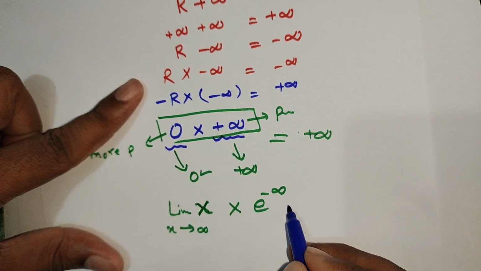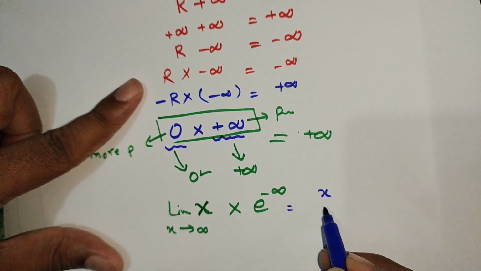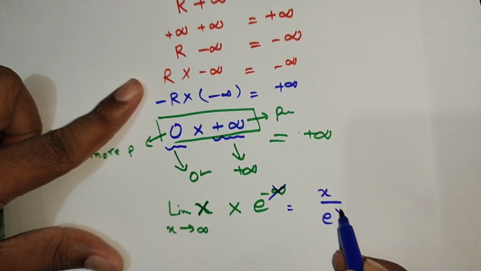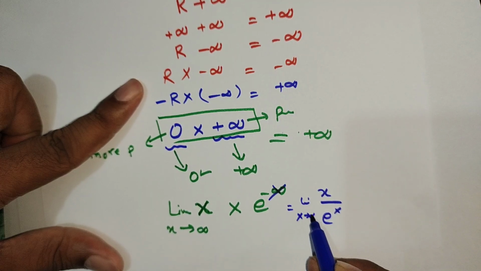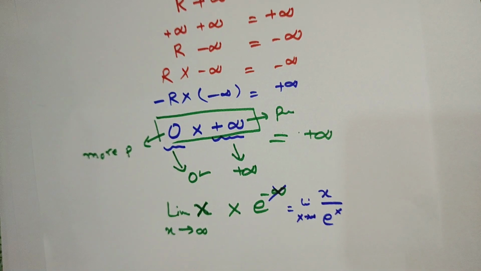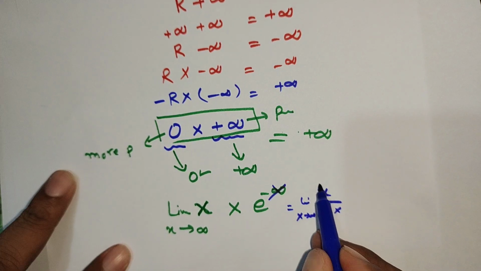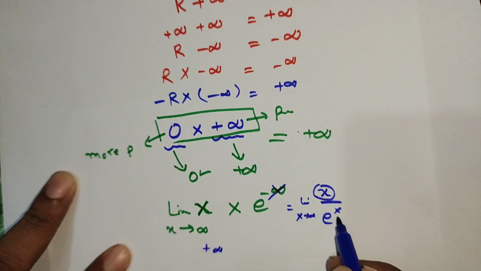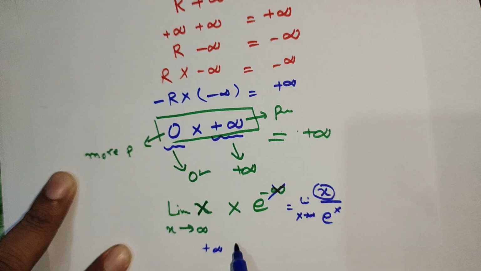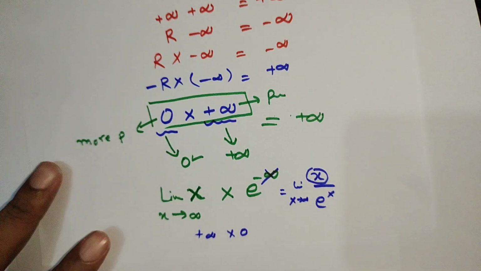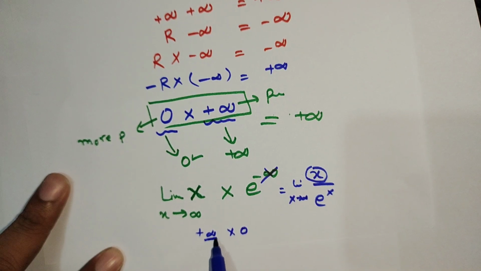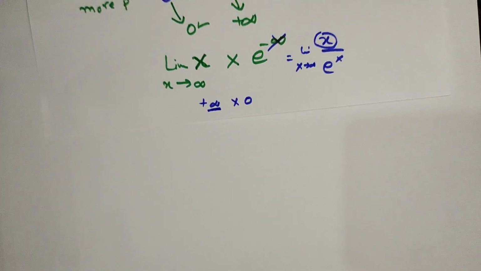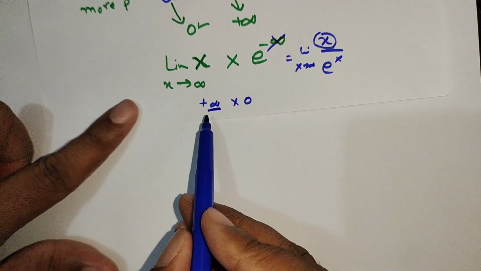We can write it as x over e raised to power x, with limit x goes to infinity. When we apply the limit to x, we simply have plus infinity, and when we apply the limit to e raised to power x, we get 1 over infinity, and we have 0. So here is the case of plus infinity multiplied by 0. Now, what will be the answer of the limit?